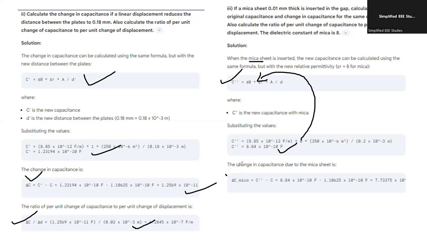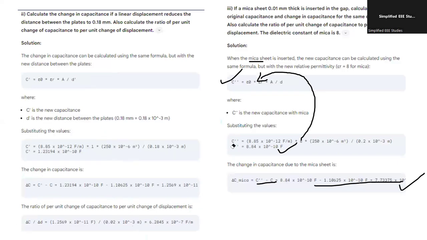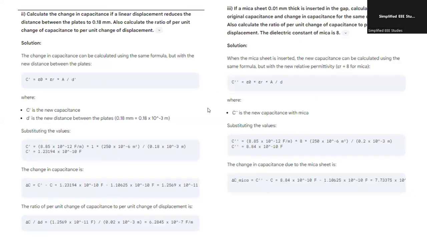Then ultimately, the change in capacitance when the mica sheet has been added. Mica is a dielectric material. C double dash minus C is what you will get, so that is actually 7.73 into 10 to the power of this much capacitance, right? So please follow systematically. Obviously, you'll get the right answer. So we have completed the 3 segments of the numerical example.